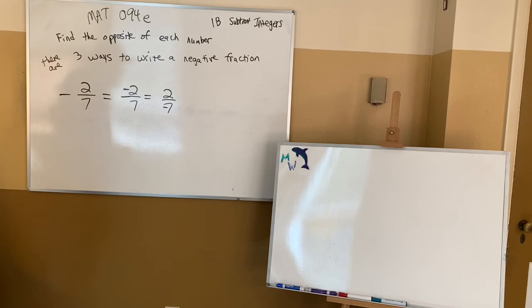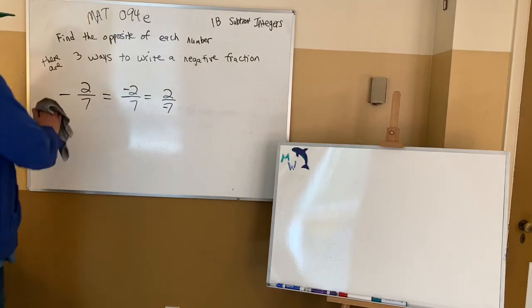So you need one dash in the position of the numerator, denominator, or in front to make a negative fraction. All right, so that should have you ready to take on homework 1B.